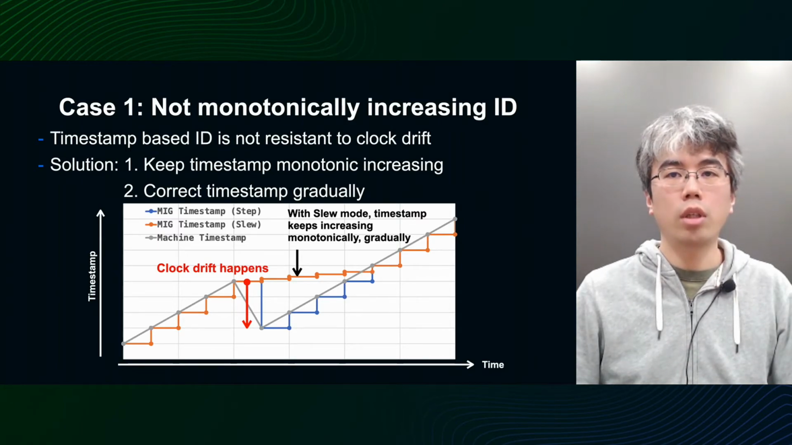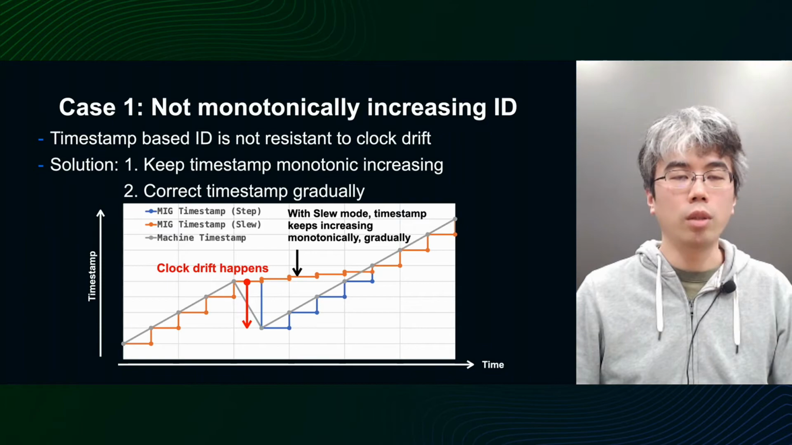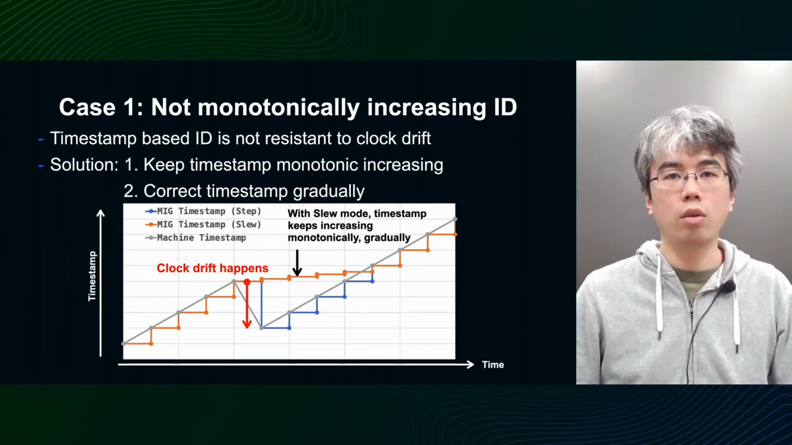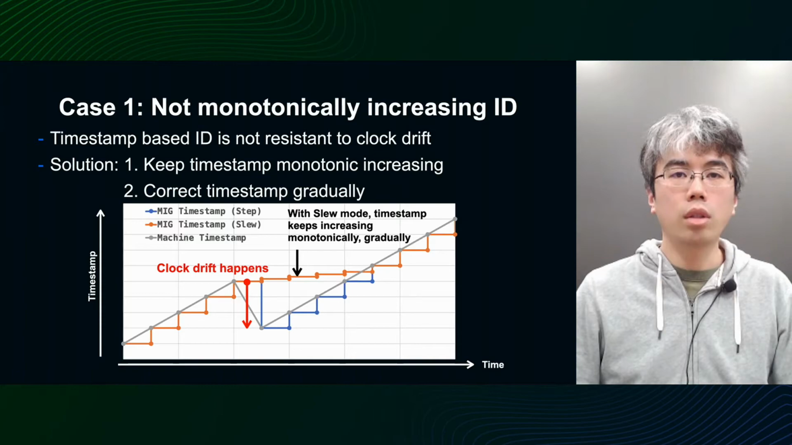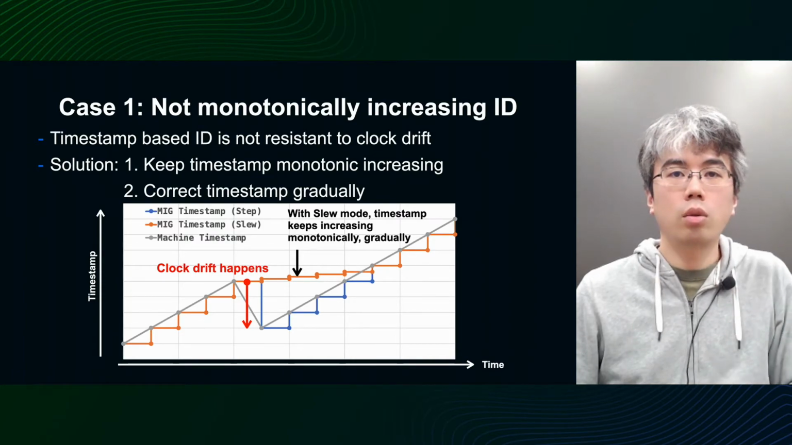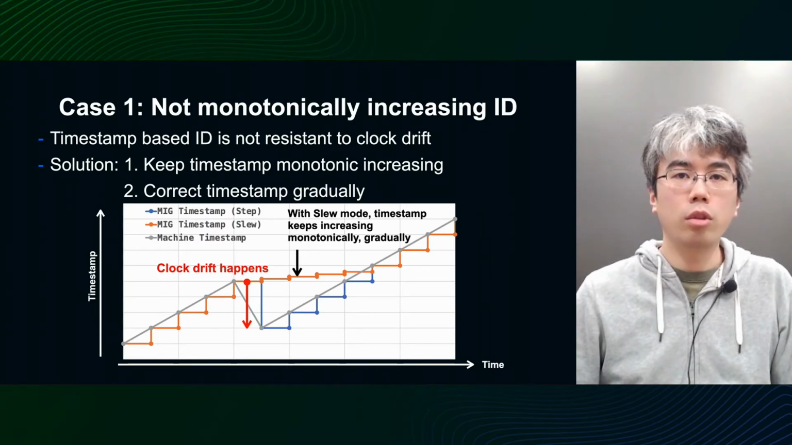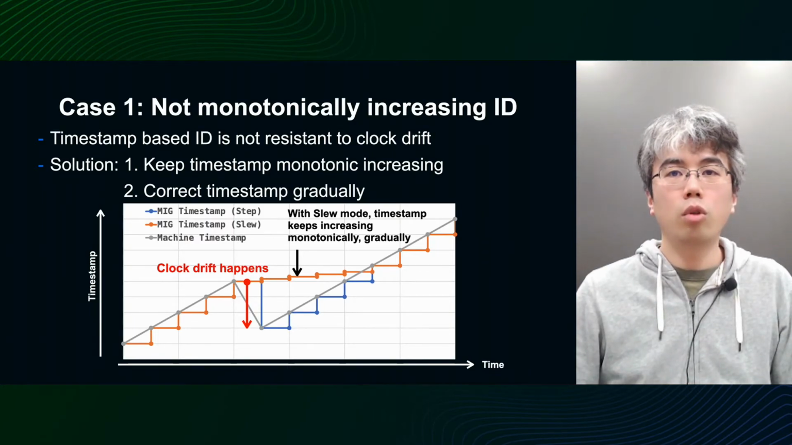So therefore, I took the method of gradually modifying the timestamp to the correct one as shown in the orange line, like the slew mode used in the NTP server. This allows us to modify the timestamp without breaking the rules, so that the ID will eventually increase monotonically.